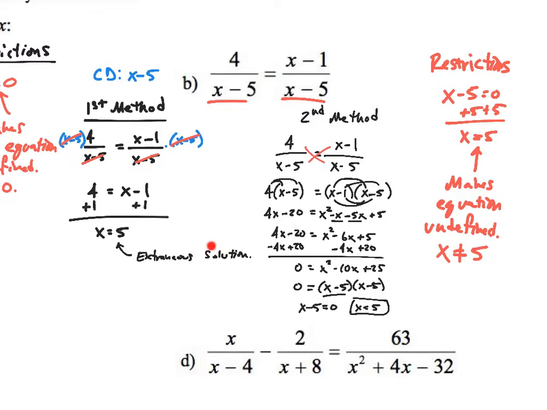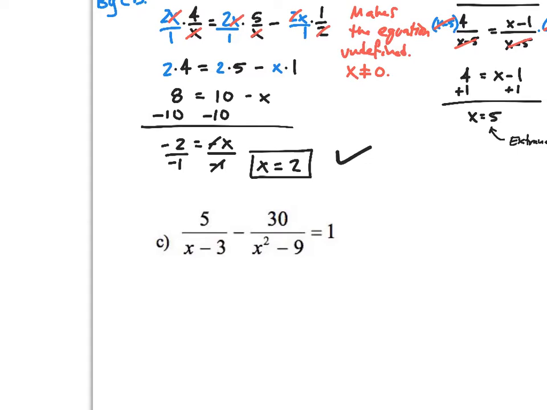But we still have to just say that it's an extraneous solution. So x is equal to 5, but it's extraneous. You could also make the claim that there is no solution, but that's what we got. Okay, let's take a look at part C.